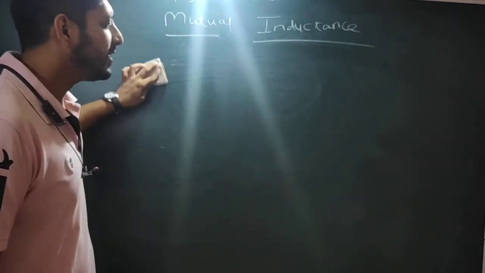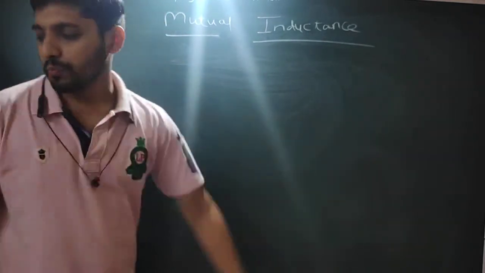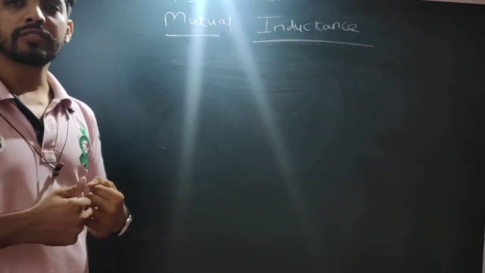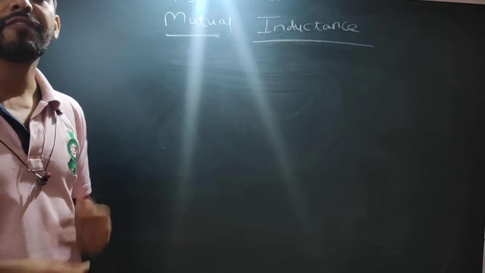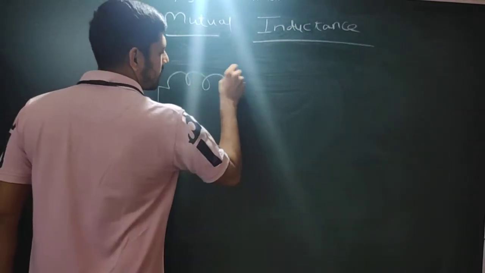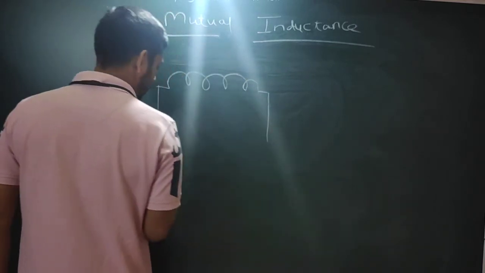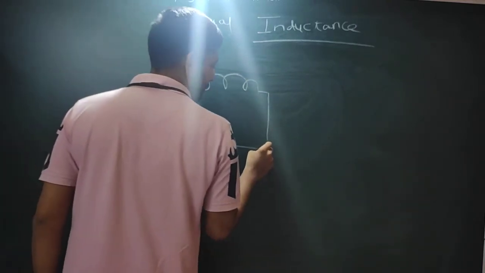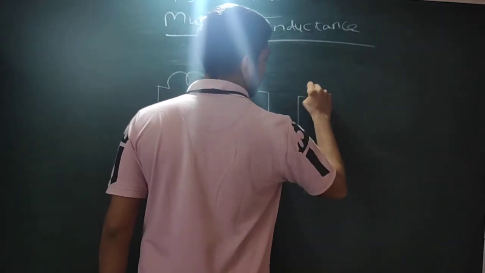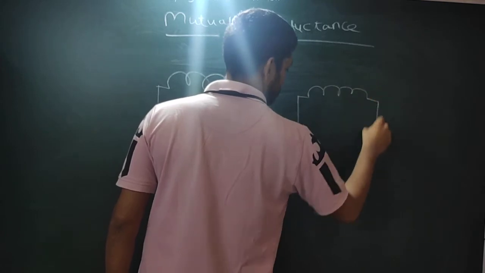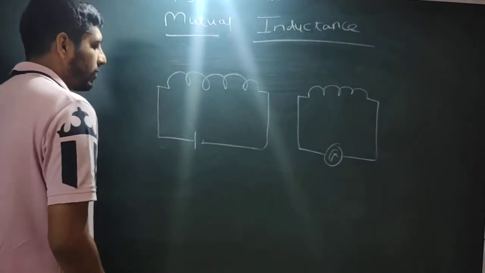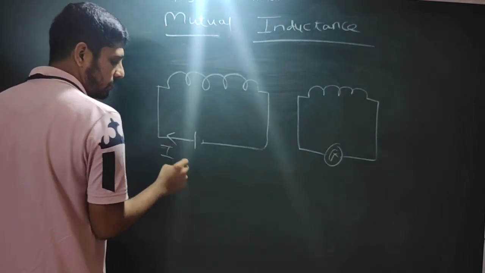Mutual means for any two persons or any three persons. Mutual means not single. Self was myself or me, and mutual means with someone. Suppose I have a coil attached to a battery. I take another coil which has a galvanometer with it. Now if I pass the current through this, what will happen?